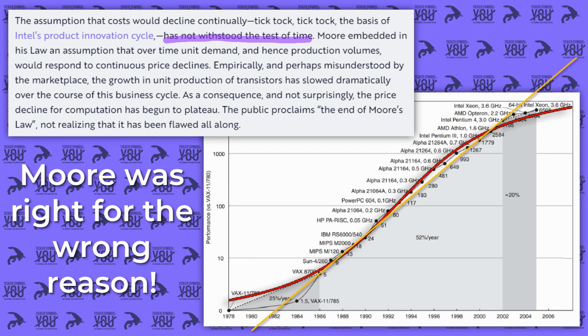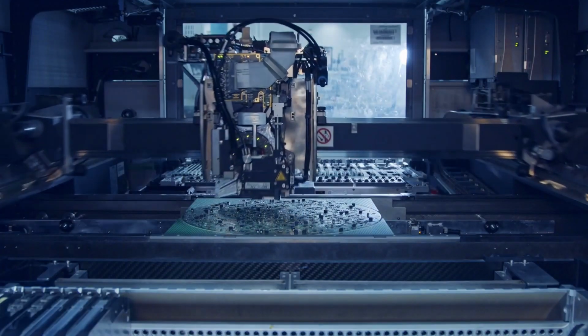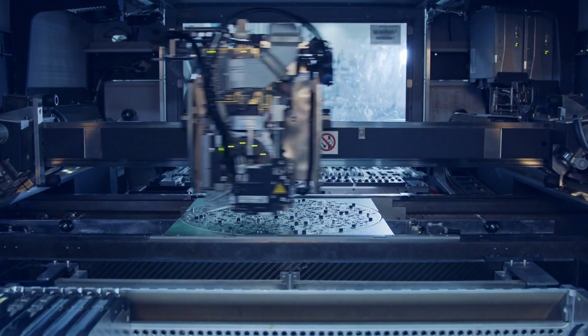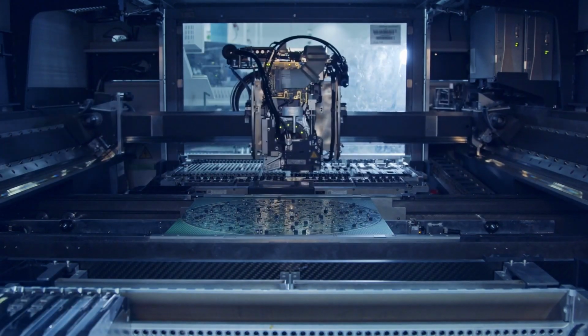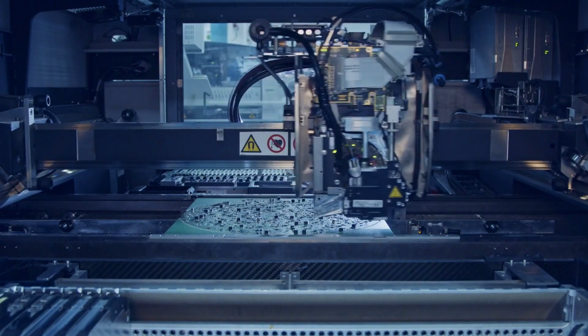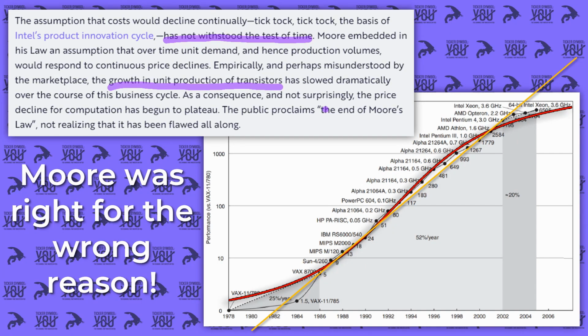Moore's Law assumes that over time, demand and thus production volume would keep increasing as price continues to decline. But the growth in production has slowed dramatically over the course of the last decade, and so too has the change in price. So while everyone else is proclaiming the end of Moore's Law, ARK Invest suggests that it's been flawed all along.